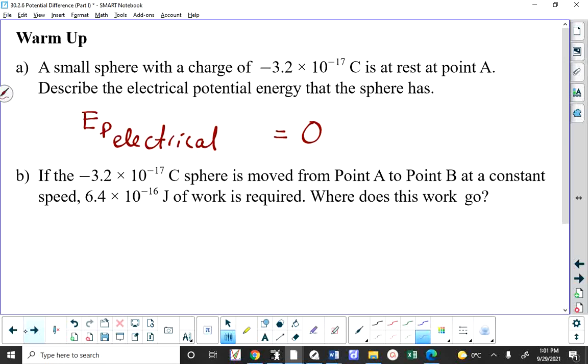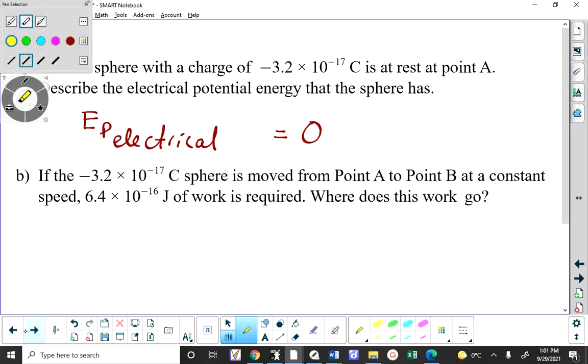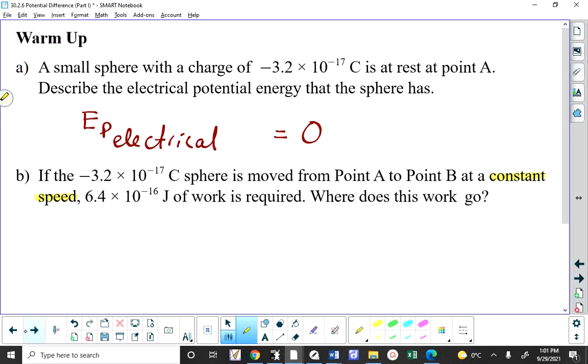Part B says we're going to take that sphere and somehow move it. Pretty hard to move it without changing the charge, but let's imagine we had little insulated tweezers that we could pick that sphere up, and we're going to push it to the top plate. And we're going to move it at a constant speed, which is subtle but important. The reason why it's important is I want to talk about the work done. Do you agree that work would be needed to lift that sphere to the top plate? Just like work would be needed to lift this book above the floor?